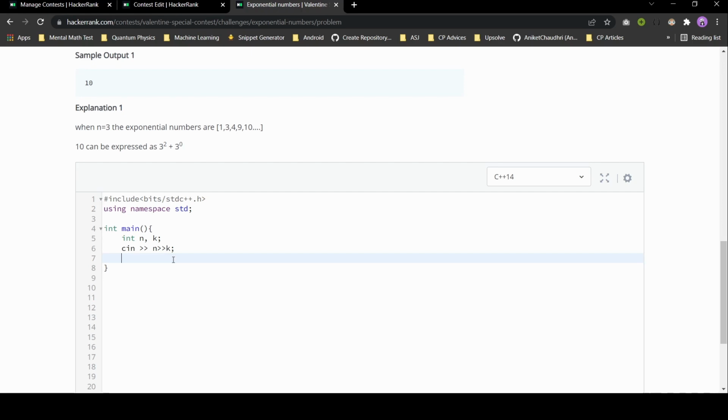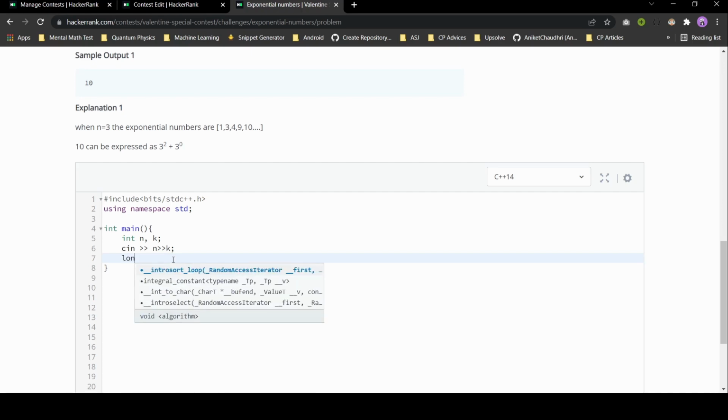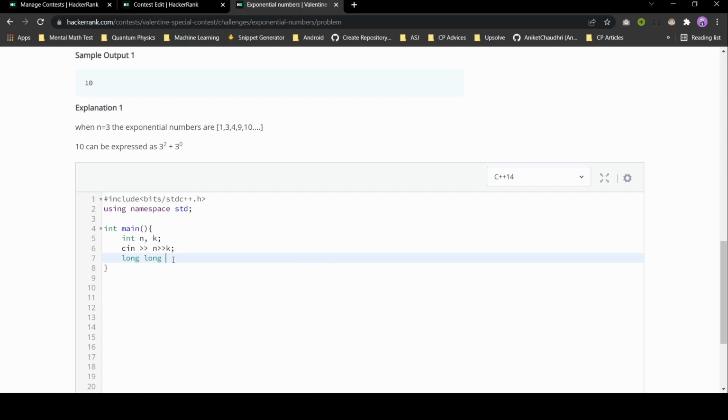in C++ we have to keep in mind that int can only hold up to a certain value. So for large values, the data type we use is long int. That's not an issue in Python. So in C++ we will use long int, and let our answer be 0 as of now. And let's initialize a variable long int power as 1.